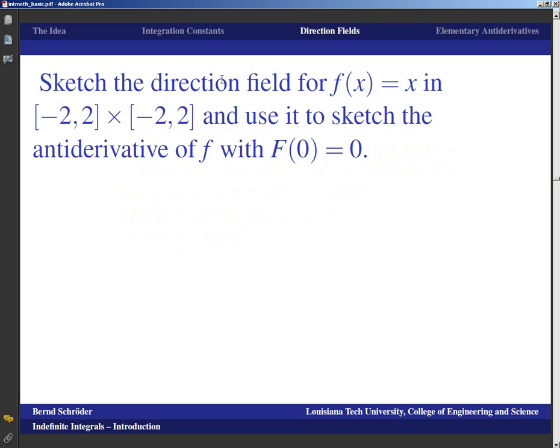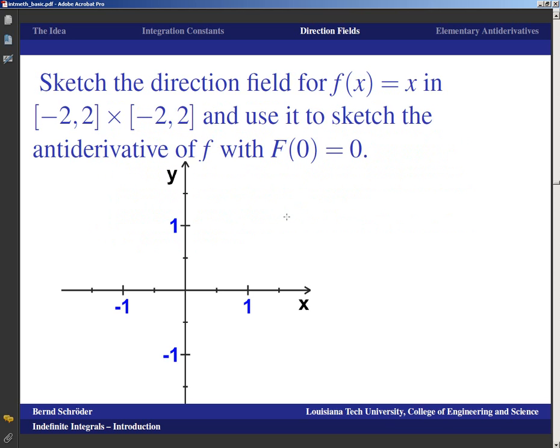And so here we go. Sketch the direction field for the function f of x equals x in the window [-2, 2] cross [-2, 2]. So -2 to 2 on the x-axis, -2 to 2 on the y-axis. And we want to use it to sketch the antiderivative of the function f so that capital F of 0 is equal to 0.